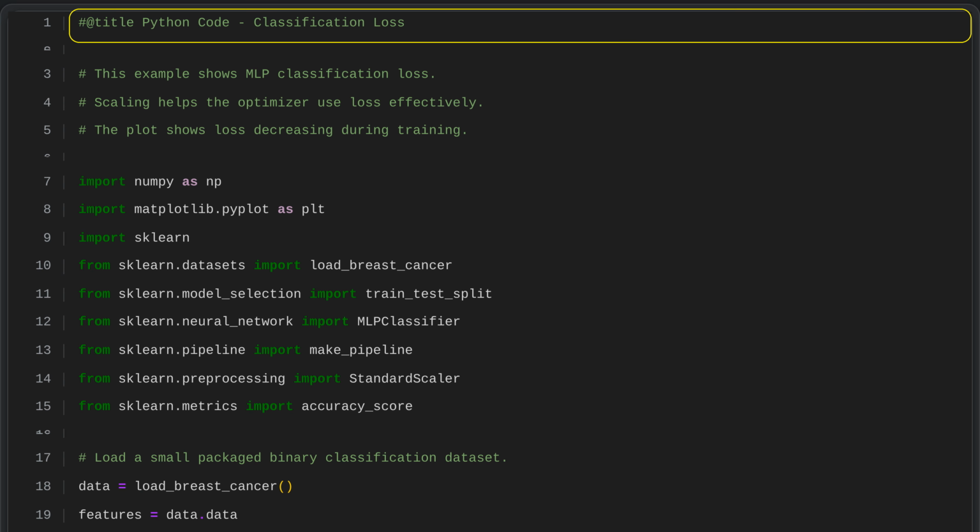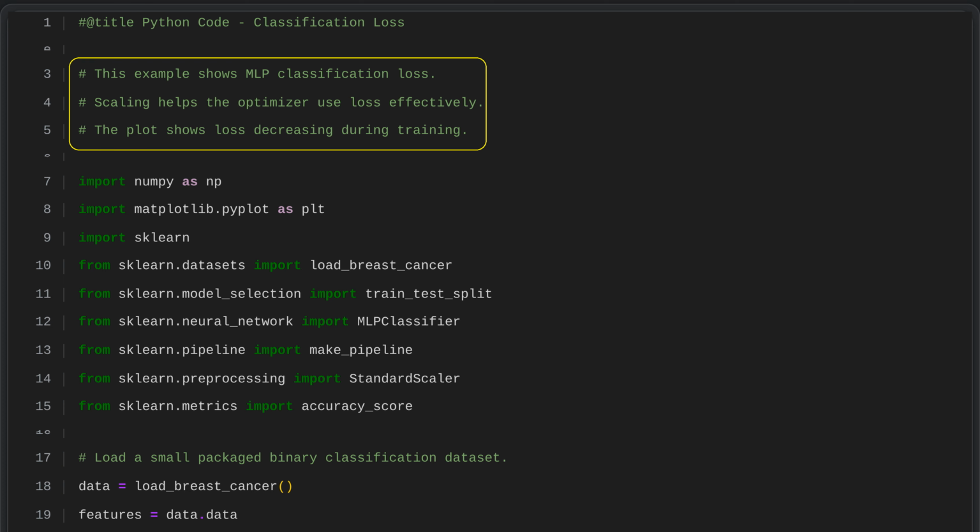Python code. Classification loss. This example illustrates classification loss in a multilayer perceptron. Scaling helps the optimizer make better use of the loss signal, and the training loss decreases over time.